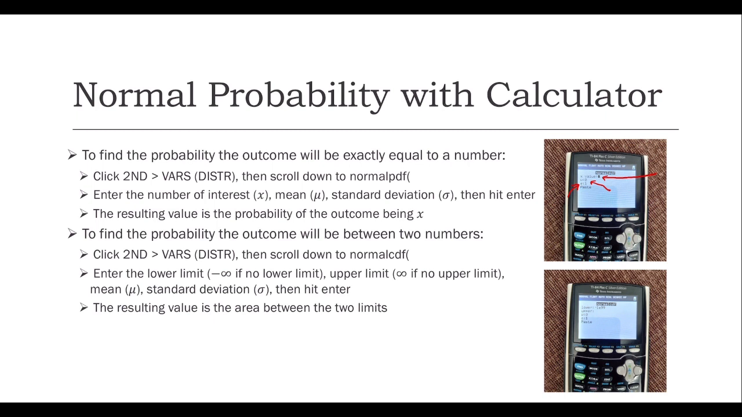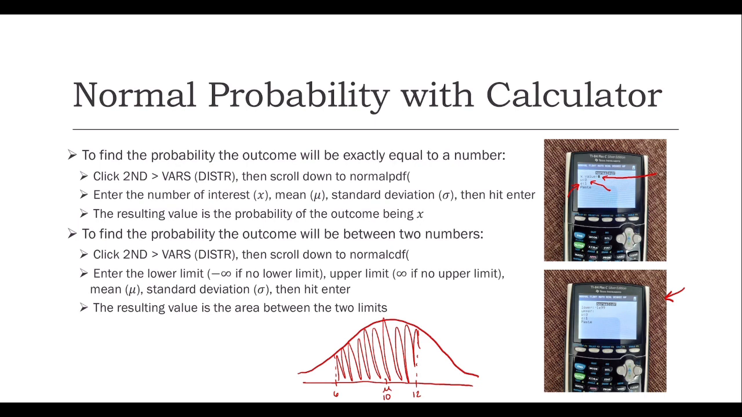To find the probability that the outcome will be between two numbers, so if we look at our normal curve, and you have a mean of 10, and you wanted to find the probability of x being between 6 and 12, what you would do is you'd find the area under the curve using normal CDF. So you'll click second vars and scroll down to normal CDF. So it's CDF instead of PDF.